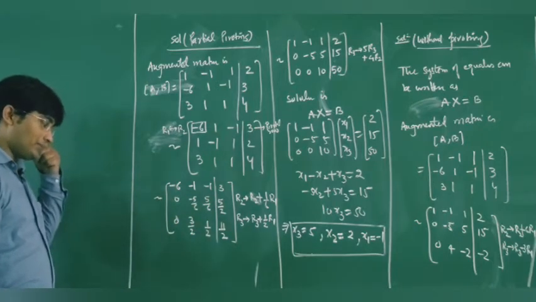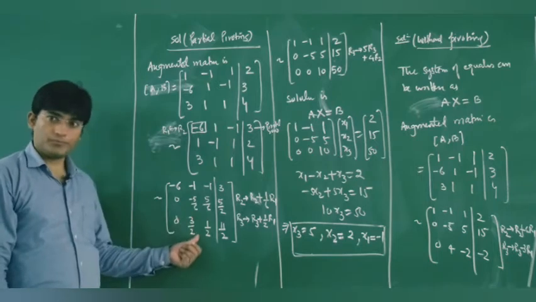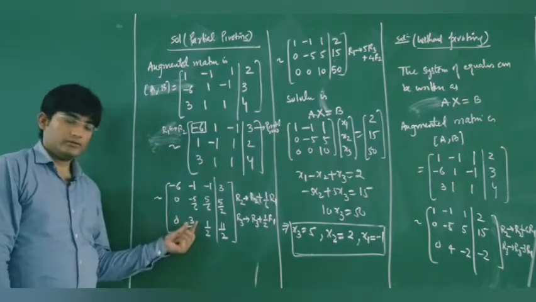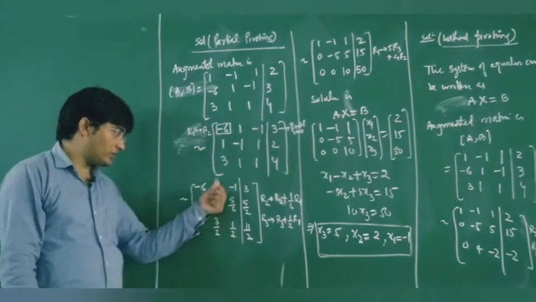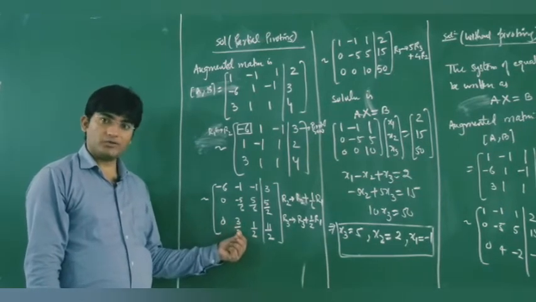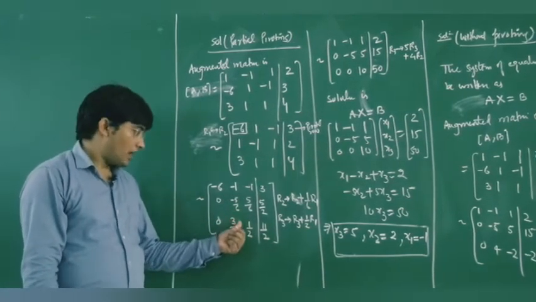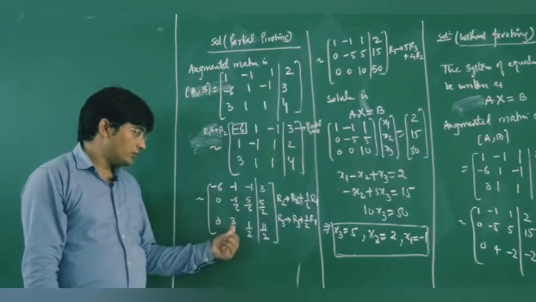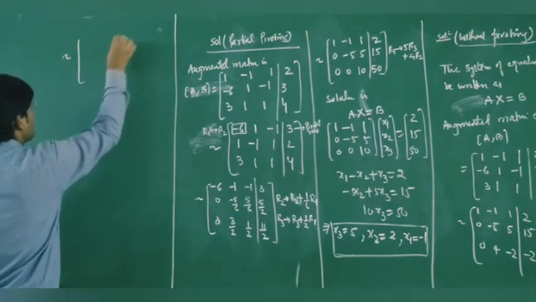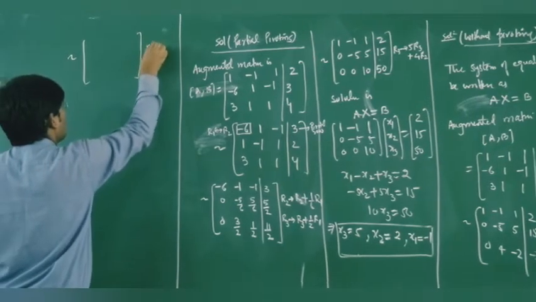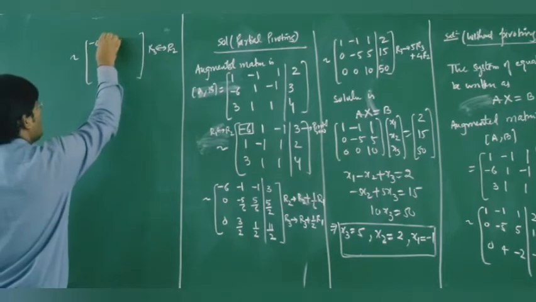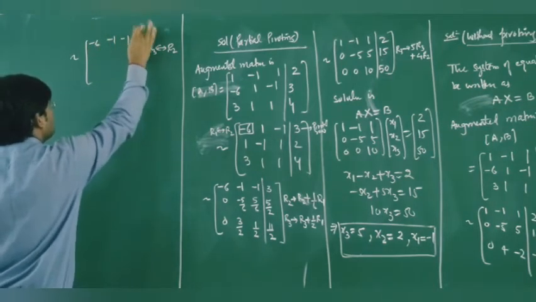Now you can see that here we have to make this element 0, and you can see that our numerically largest value is this one. This 3 by 2 is the numerically largest value in this column. So we will interchange our R3 and R2. So after interchanging R3 and R2, this 3 by 2 will come here. So if you interchange R3 and R2, we will get minus 6, minus 1, then we have 3.